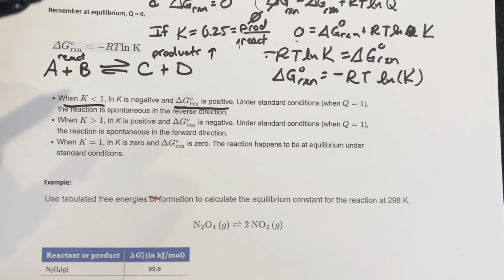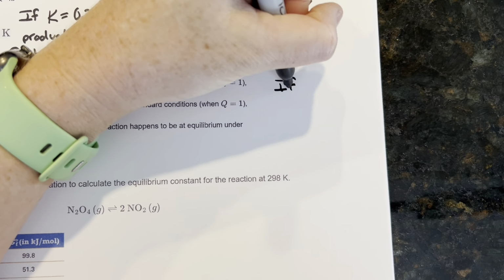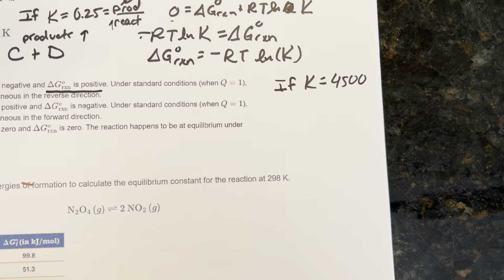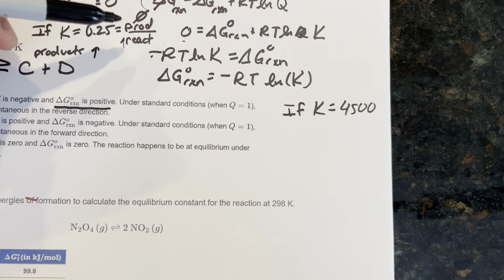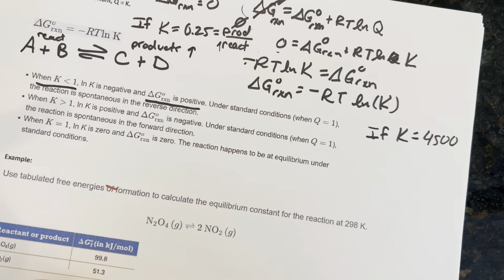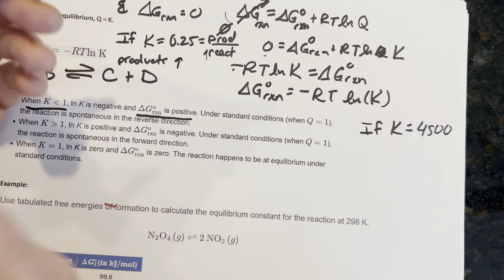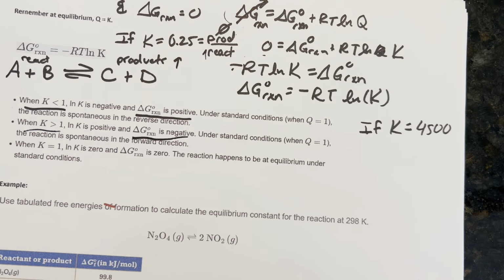All right, the opposite is true if we have a K that's greater than 1. So let's say you had a K that's like 4,500 or something like that. Remember, it's products over reactants. So it's telling you there's a ton of products, meaning it wants to create products. It wants to react that way. So if it wants to react that way, then your delta G is going to be negative. And that's what you get. So if K is greater than 1, your delta G is going to be negative.